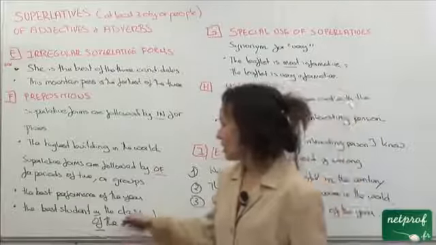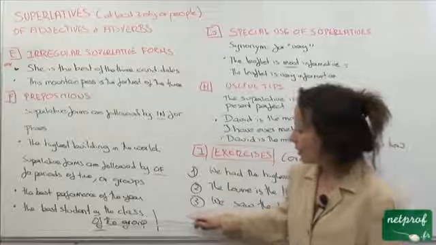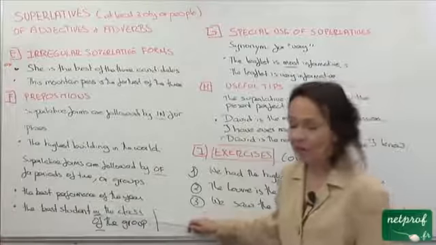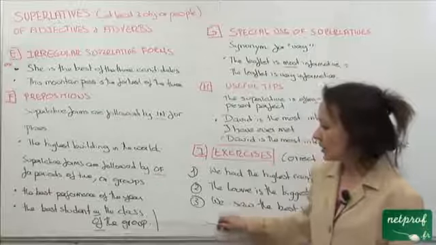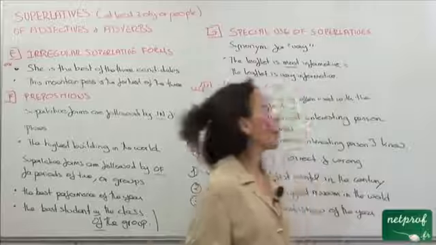With this sentence, we have two different cases. In the one, we consider that the class is a place, and in that case, we use the preposition in. In this second case, we consider that the class is a group, and we use the preposition of.